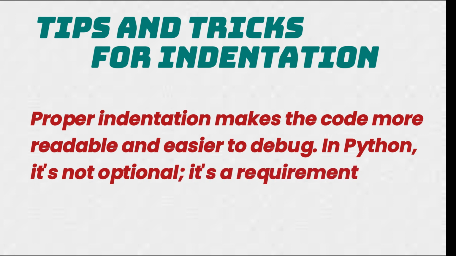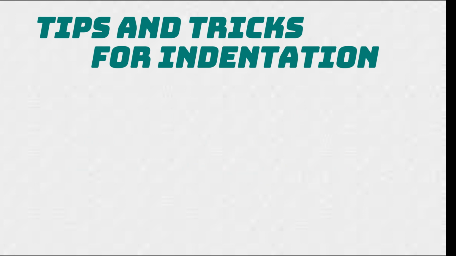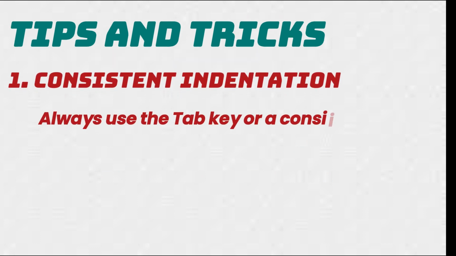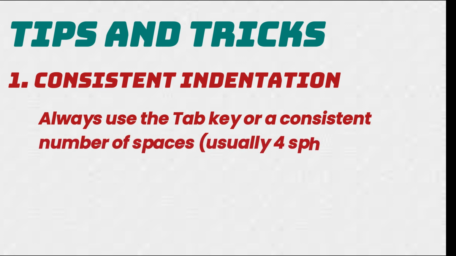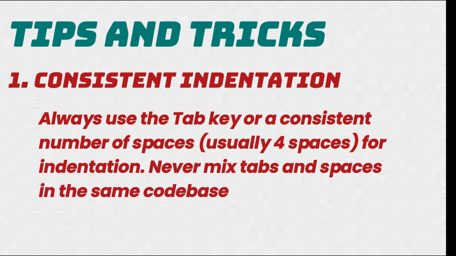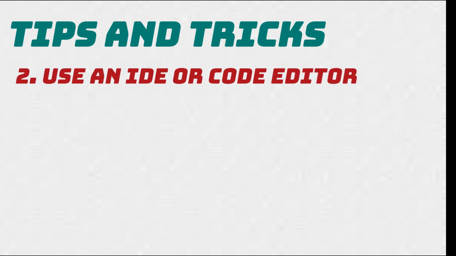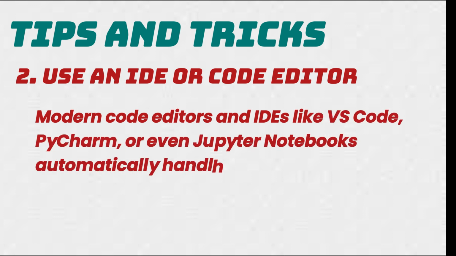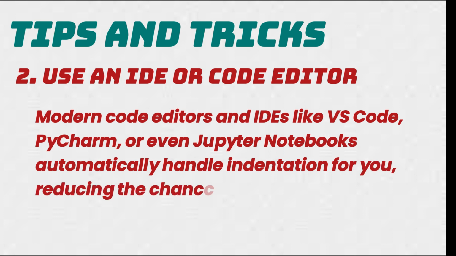Here are a few tips and tricks to help you with indentation. Consistent indentation. Always use the tab key or a consistent number of spaces, usually 4 spaces for indentation. Never mix tabs and spaces in the code base. Number 2, use an IDE or code editor. Modern code editors and IDEs like Visual Studio Code, PyCharm, or even Jupyter Notebooks automatically handle indentation for you, reducing the chance of errors.